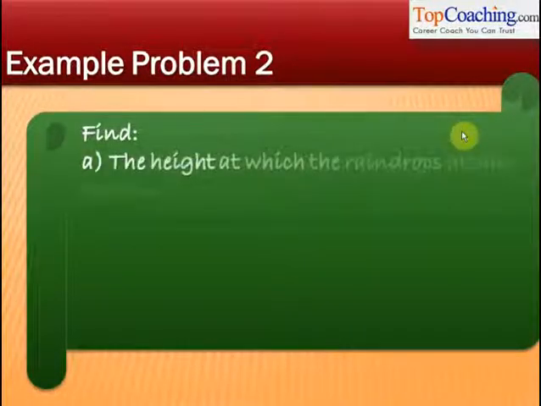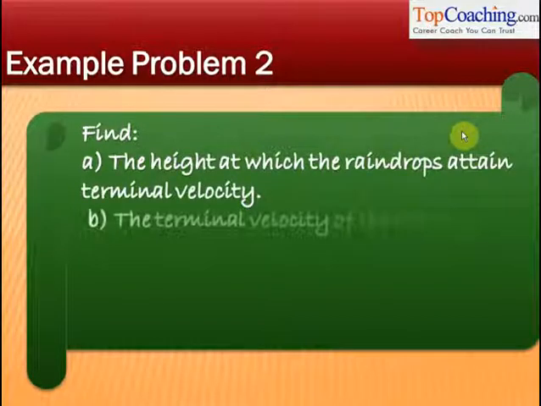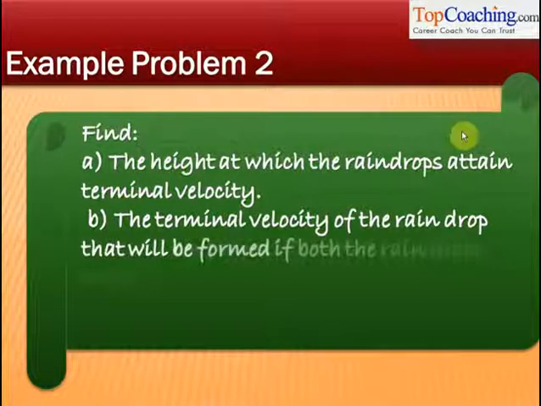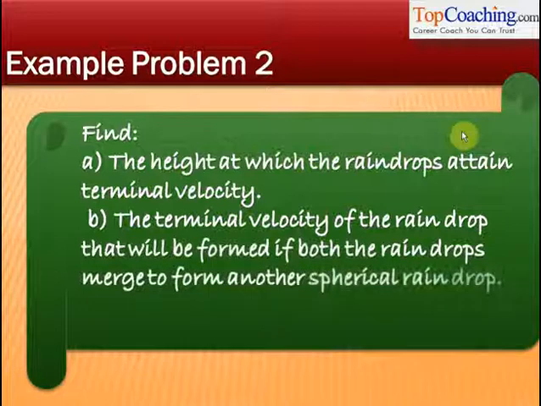Find the height at which the raindrops attain terminal velocity. And find the terminal velocity of the raindrop that will be formed if both the raindrops merge to form another spherical raindrop. This question asks us a lot of things. First of all, we have to find the height at which the raindrops attain terminal velocity.